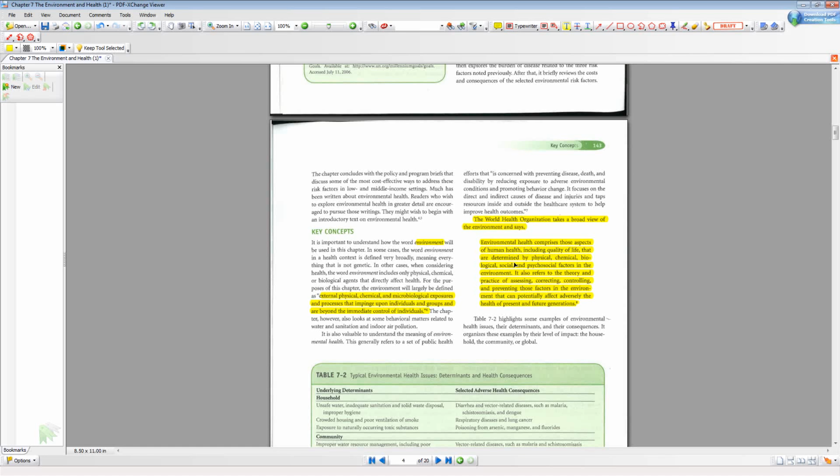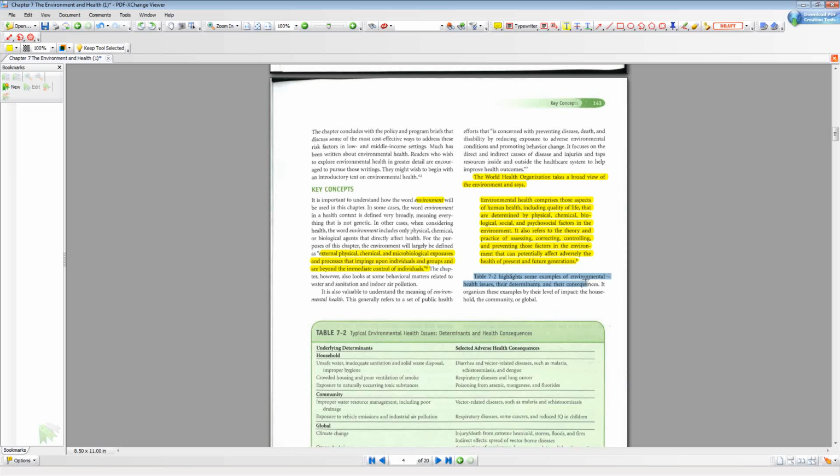And we can see that environmental health comprises those aspects of human health, including quality of life, that are determined, again, by the physical, chemical, biological, social, and psychosocial factors in the environment. And so we can see that when we think about environmental health, it's multifaceted. It's looking, again, not only at the physical environment, but exposures to chemicals, and also those interactions that we may have with our environment, whether that be those relationships and how they're formed through the culture that we're embedded in, and how that has an impact on our health.